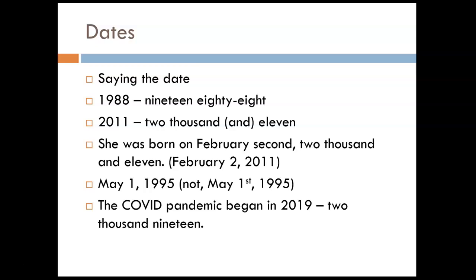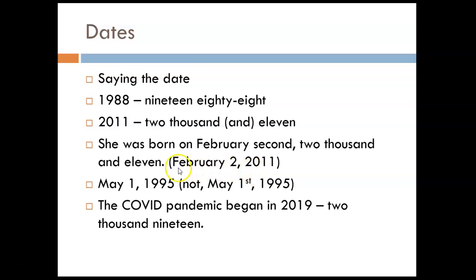When we say the date, it's often easier to also break things into segments. So in this case, I say nineteen eighty-eight. We do not say one thousand nine hundred eighty-eight. We separate the numbers. But once you're in the 2000s, you can say two thousand eleven. She was born on February 2nd, 2011.